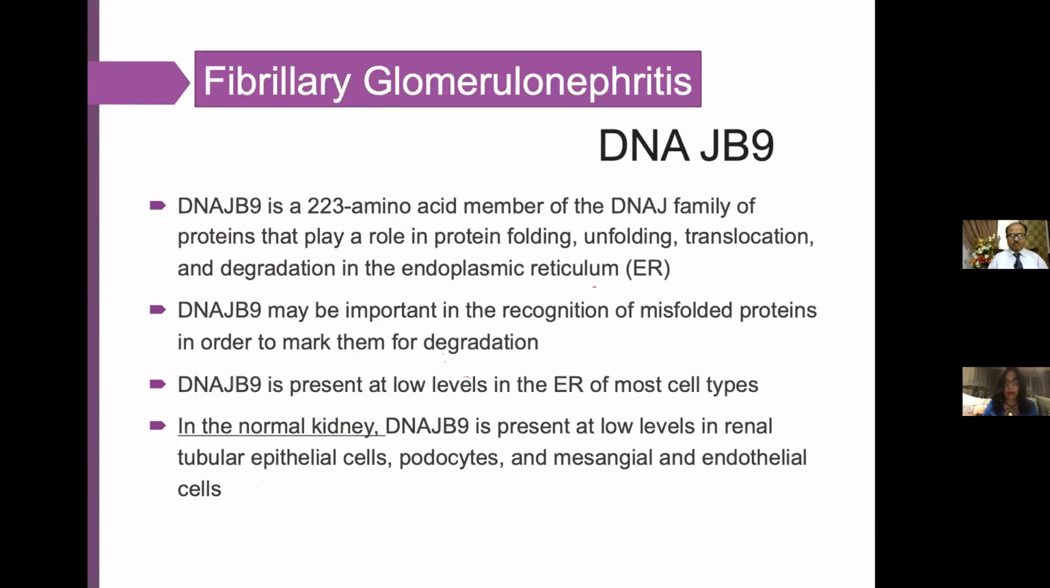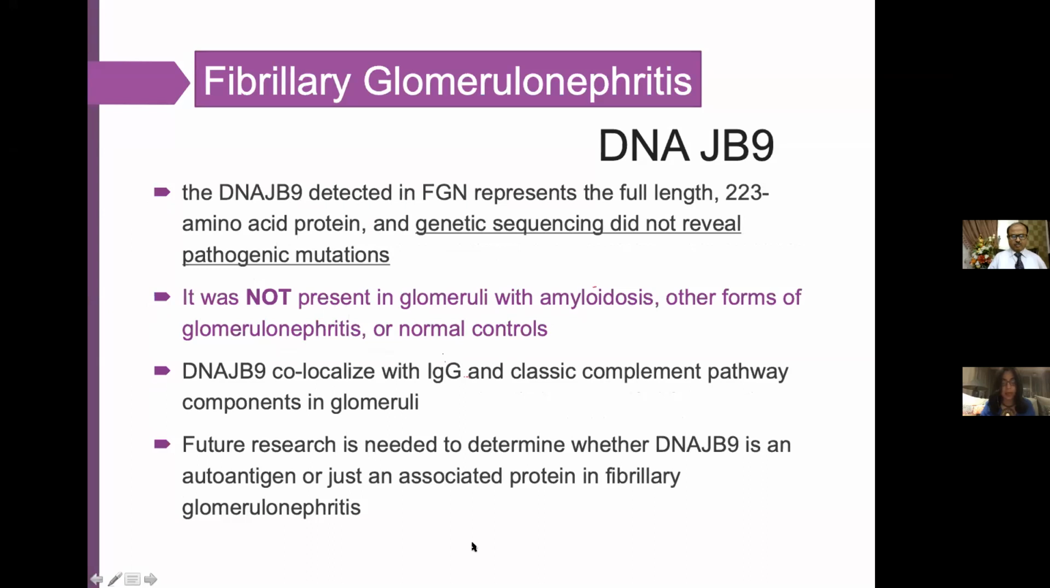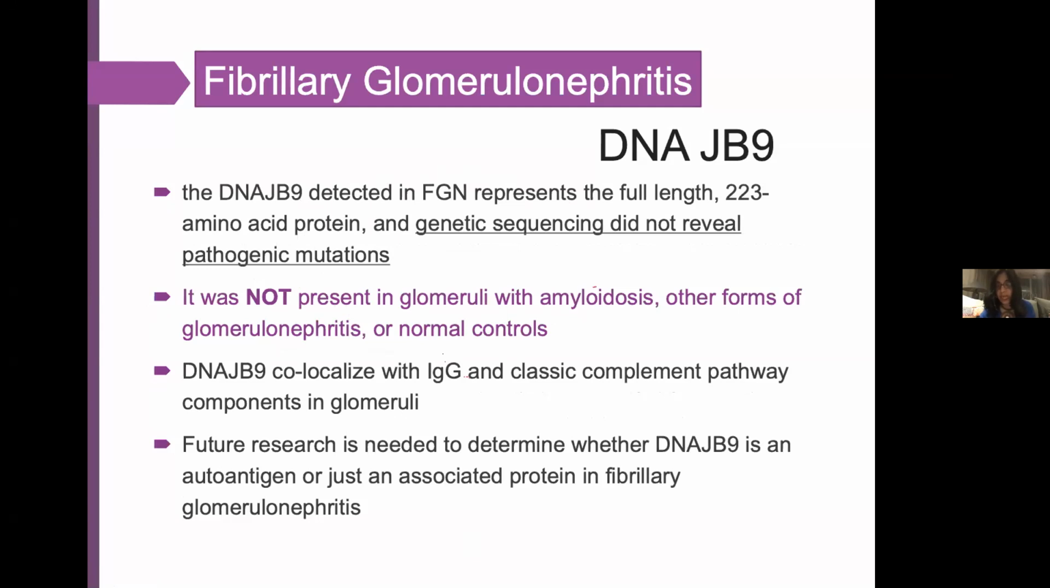What is DNAJB9? This is a protein. It belongs to the heat shock protein family, and it seems to be important in the recognition of misfolded proteins. It's present at low levels in the endoplasmic reticulum of most of our cell types, and in the normal kidney, it's present at very low levels in renal tubular epithelial cells, sometimes in the podocytes, sometimes in the mesangial and endothelial cells. DNAJB9 detected in fibrillary GN represents the full-length protein, meaning it's not mutated. It's the normal protein. The genetic sequencing did not reveal any pathogenic mutations.